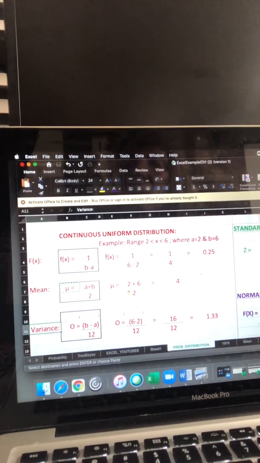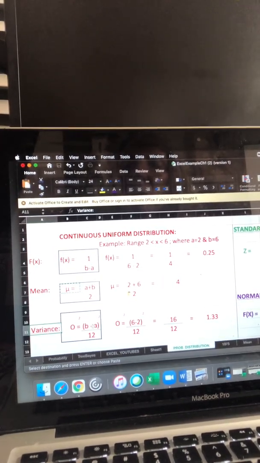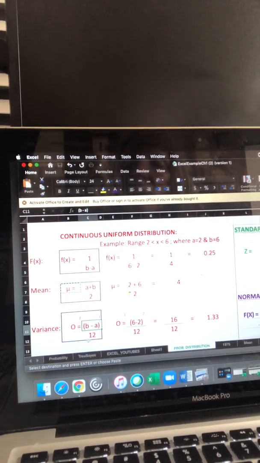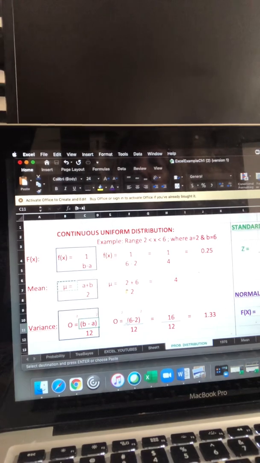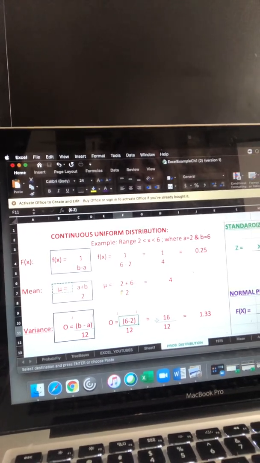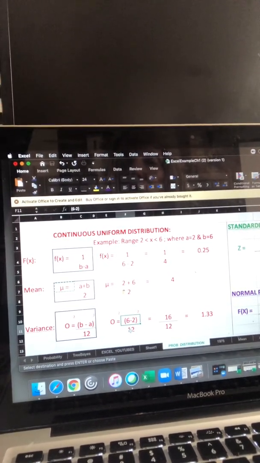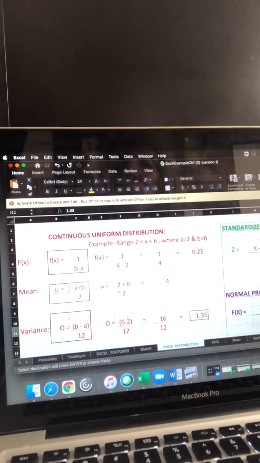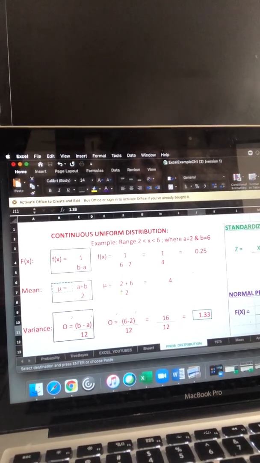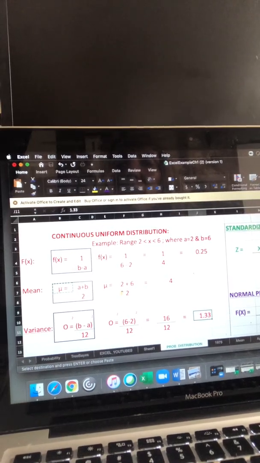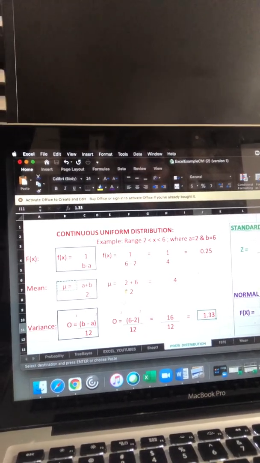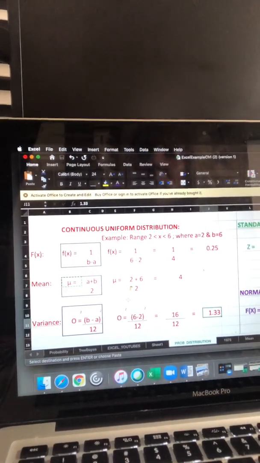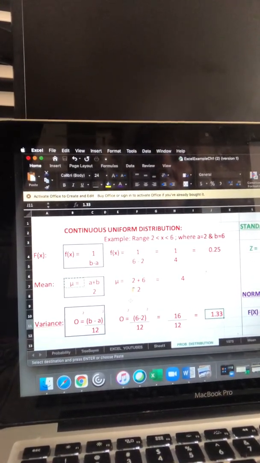The variance, on the other hand, is going to be our sigma squared. And the way we calculate that is we take (b minus a) squared and then divide that by 12. So here it is going to be (6 minus 2) squared, which is 16, divided by 12, which is going to be equal to 1.33. So not rocket science. Basically, you just have to go through the steps of figuring out what the range is and then calculating the formula accordingly.